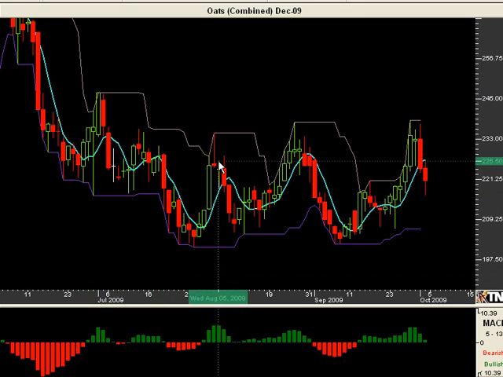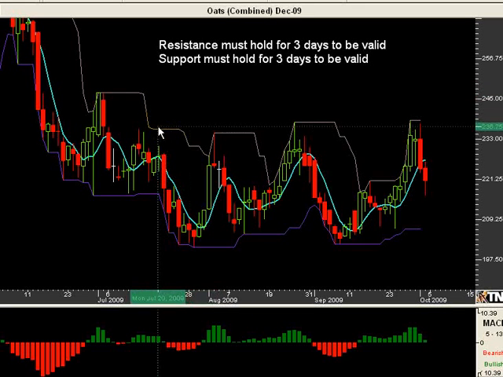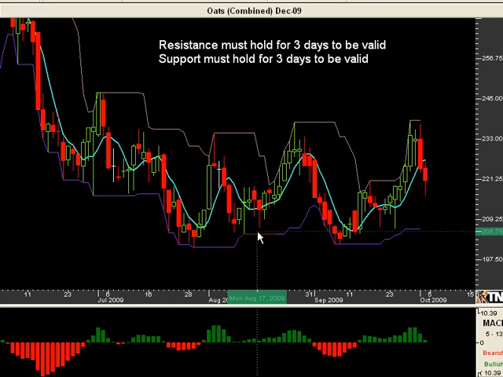Well, we're going to look at buying a breakout higher or selling a breakout lower below our channel if and only if the price high has held for at least 3 days or the price low has held for at least 3 days. So in order for resistance to be valid, the price high must have held for 3 days, and in order for support to be valid, the price low must have held for at least 3 days.